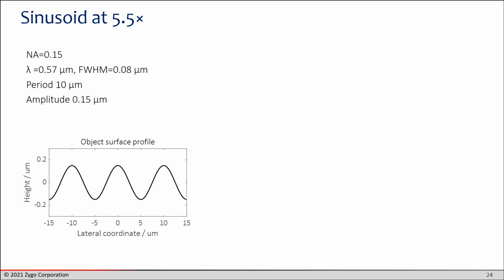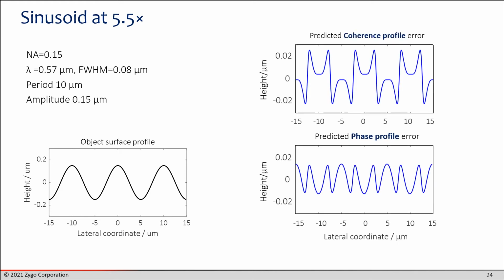The next simulated profile that we'll look at is a sinusoid. We'll look at it with the same objective and almost the same light source. And what we find is that the error in the measurement when you're done is not quite so dramatic. So this is the coherence profile error. And this is more like 20 nanometers instead of 200 nanometers like we saw in the previous slide with the rectangular object. And the interface profile is also better here, but not quite so dramatically better.